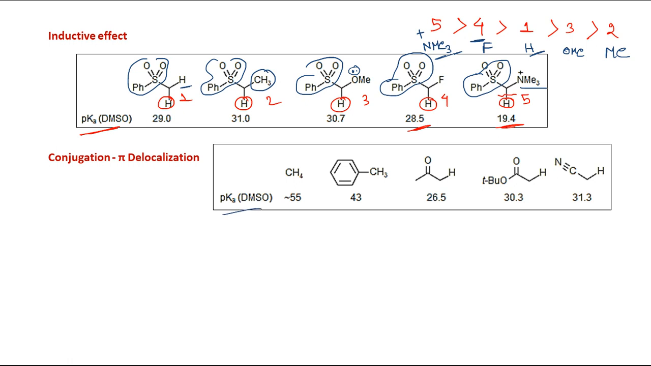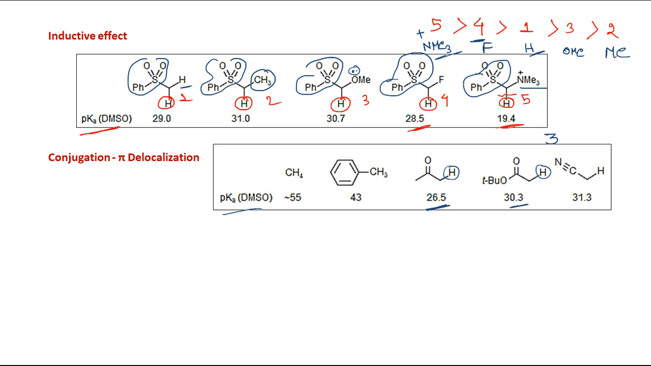pKa values are mentioned in DMSO solvent. Now the lowest pKa that we have is in species number 3, which will be the most stable, that is the corresponding carbanion if you remove this hydrogen. Then after 26.5, the next value is for this hydrogen that is mentioned.